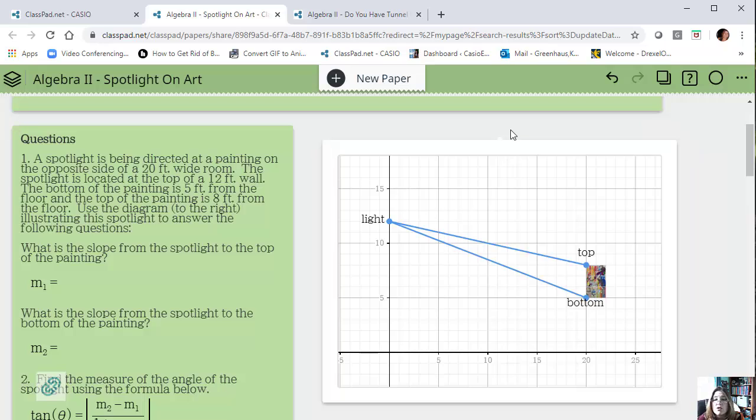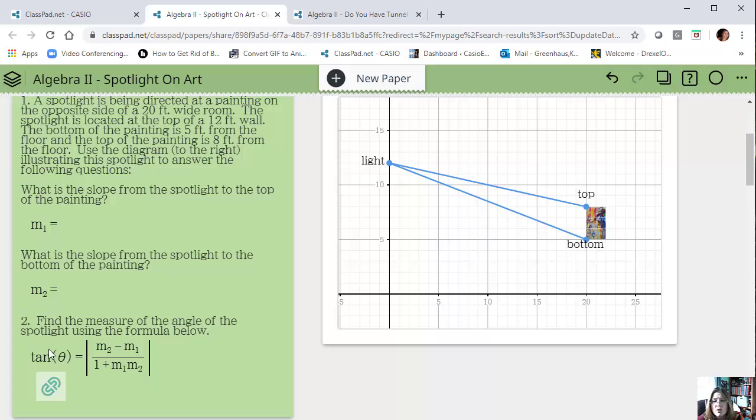Then I connected the light, which is 12 feet up from the floor, and I made a segment from the light to the top and from the light to the bottom. Now I can use this information to understand why I need to find the slope. We're going toward this formula, the tangent of theta, the angle I'm looking for. What's the angle I need to set the light at so that it does both of these things? In that formula, I need the slope of the light to the top and the slope of the light to the bottom. That's why a visualization helps me really figure out what's going on.